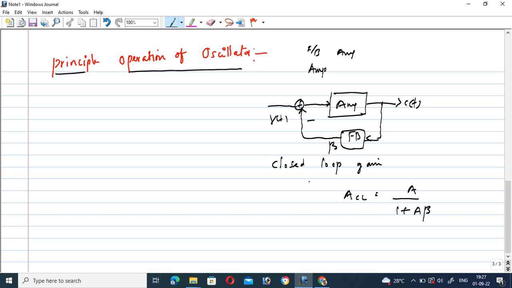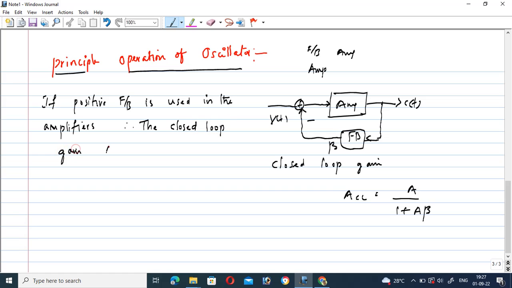If positive feedback is used in amplifiers, then how does the closed loop gain become? Therefore the closed loop gain, I will call it here AF. Okay, the closed loop gain completely I will consider as AF. Therefore, that is equal to A by 1 minus A beta.